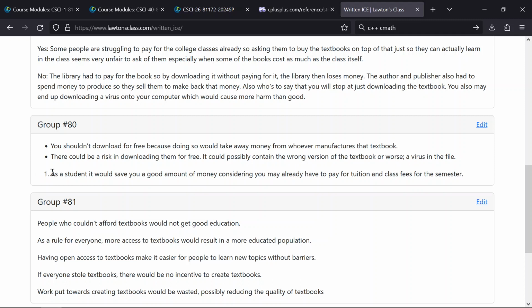And then a counter argument to one of those. Let's see. As a student, it would save you a good amount of money, considering you may already have to pay for tuition and class fees. Yeah, that's a great idea. If you're already a student, you would want to steal probably, because you're already in so much debt. Why get more in debt?